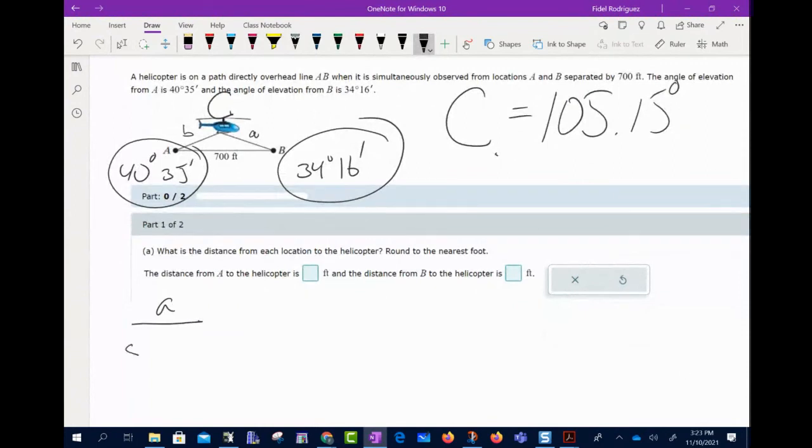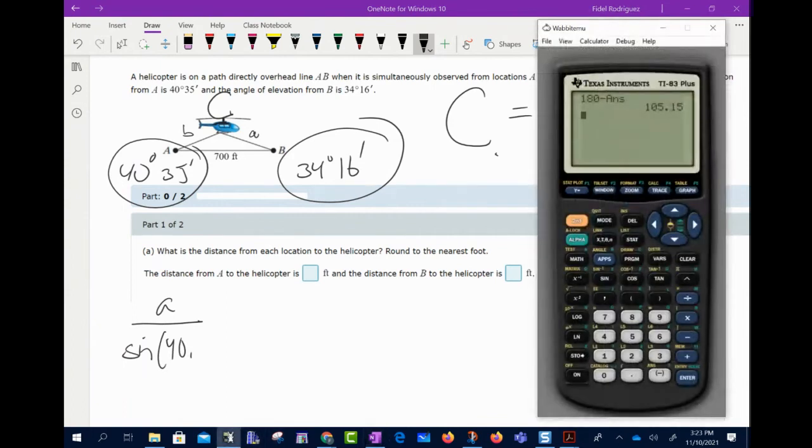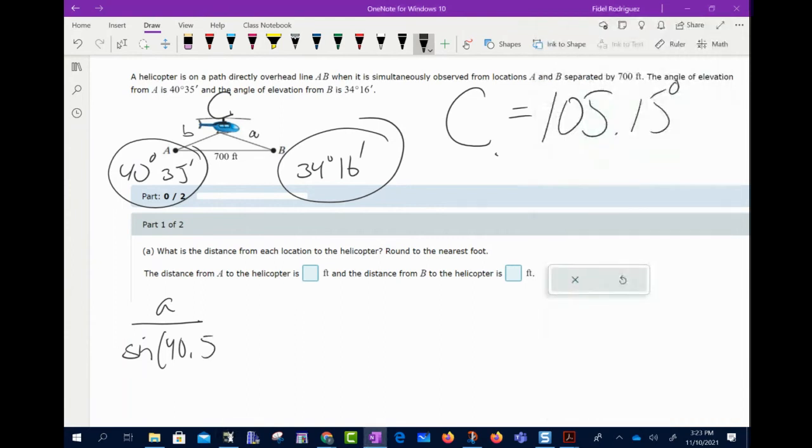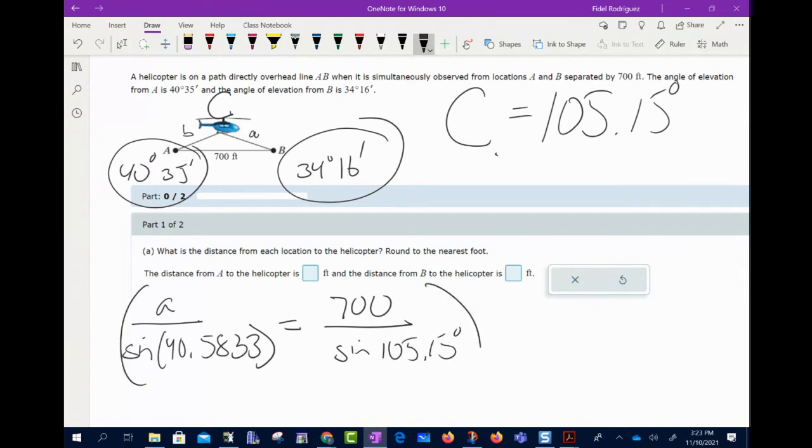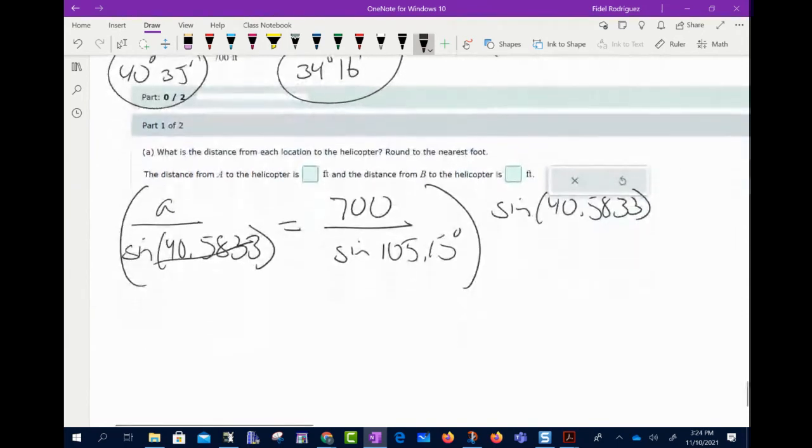Wouldn't we say little a divided by the sine of, what did I use? 40 point something. I already forgot what I used. Oh man, I cleared everything out. There you go. Thank you. 40.5833 is equal to C, which in this case is 700, divided by the sine of 105.15 degrees. So we multiply everything by the sine of 40.5833. That'll cancel this guy out.